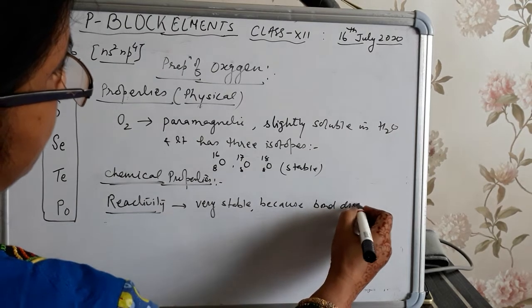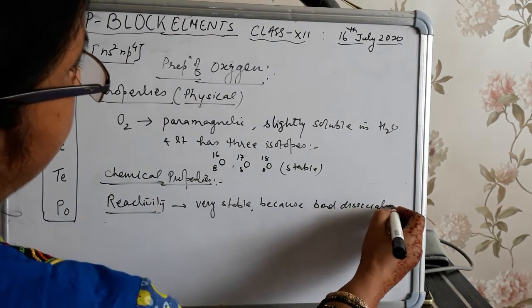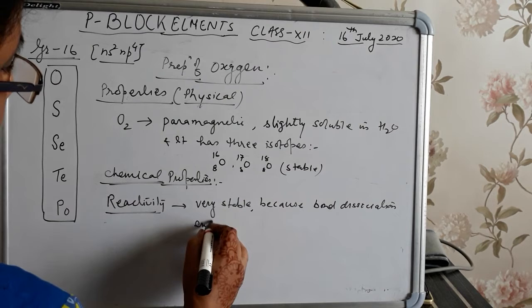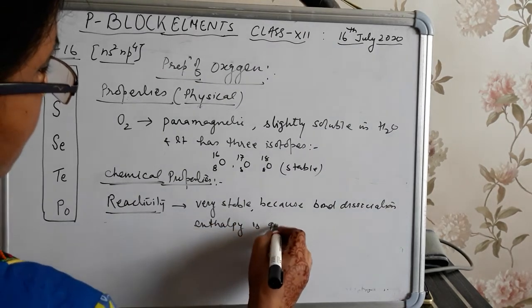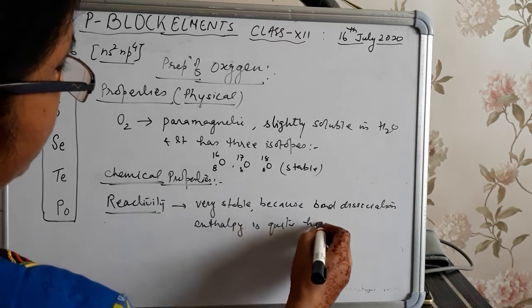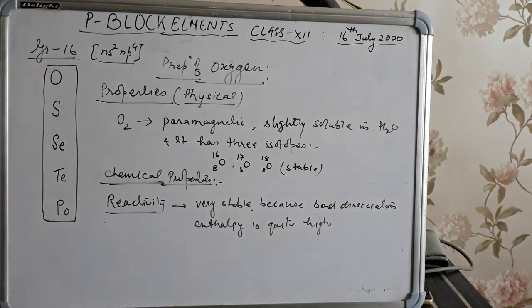The bond dissociation enthalpy is quite high because we know that there is a double bond present in the oxygen molecule, and due to the smaller size and a strong bond between them, a lot of energy is required to break this bond. So their bond dissociation enthalpy is quite high, so it is stable in nature.